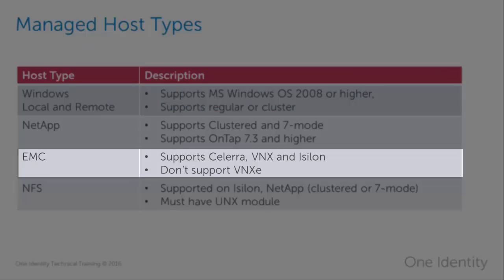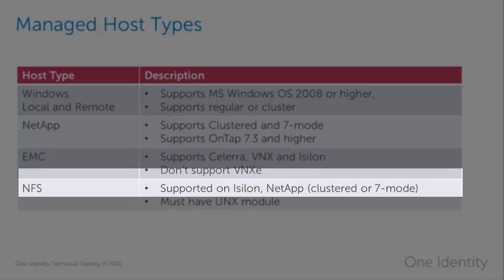EMC, we support Celerra, we support VNX, not VNXe. So if you have VNXe, it's not supported by us. And Isilon as well. And then there are specific versions of the technology within EMC that are a requirement as well, and that can be found in the documentation.